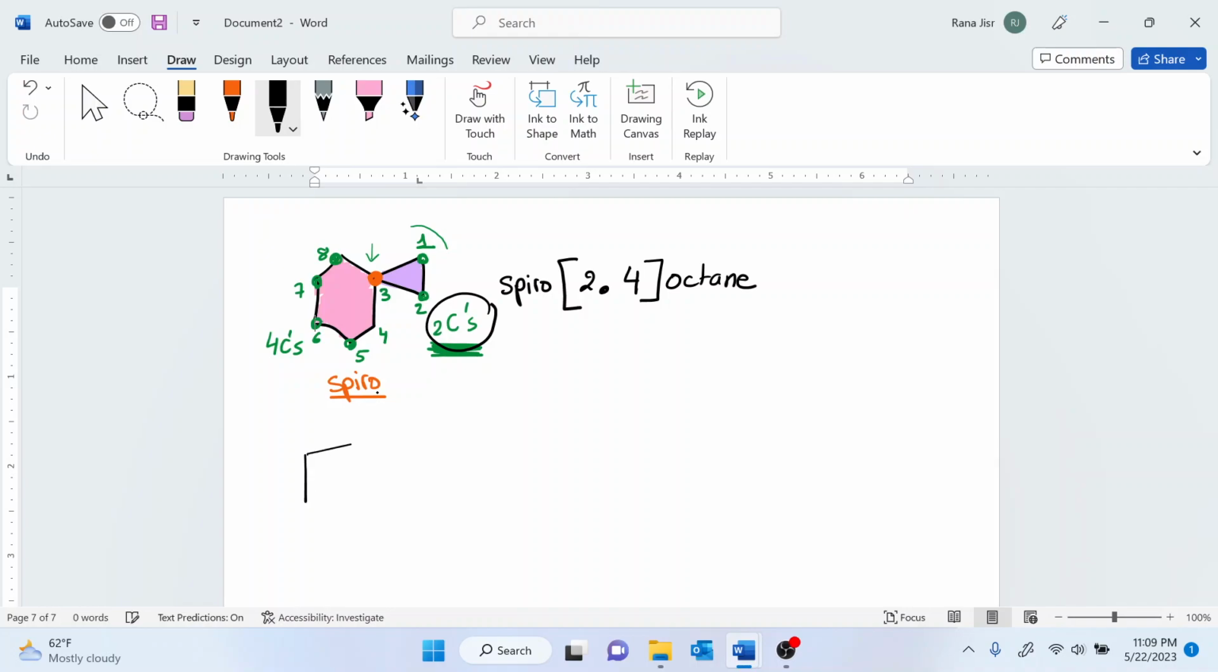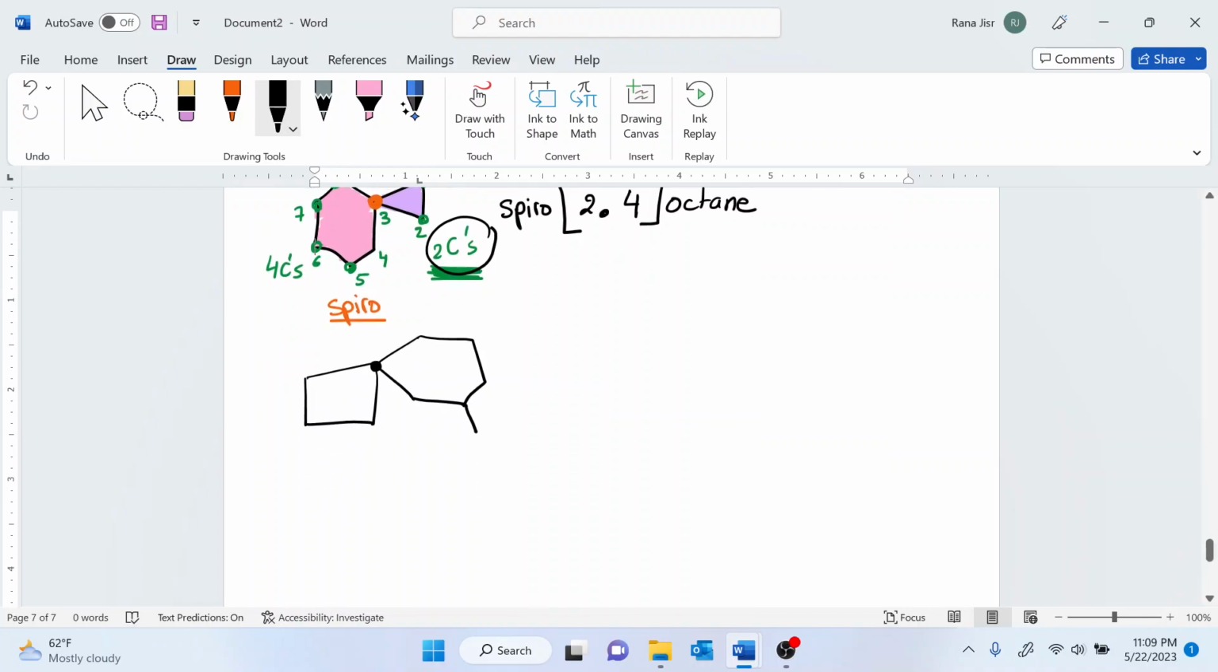Let's say I have another example. So here you go. I have a cycle of 4, and then I have a cycle of 6. So I have a cycle of 4 and I have a cycle of 6 in there. And then I do have a CH3 coming off here. So now we're going to go ahead and start numbering from the cycle that has the lowest number of carbons.